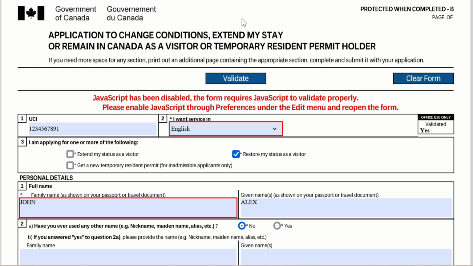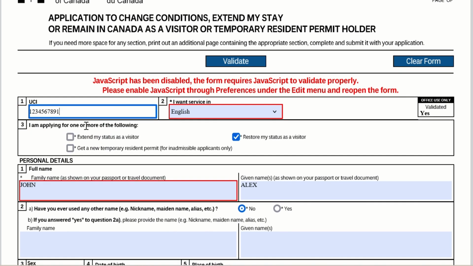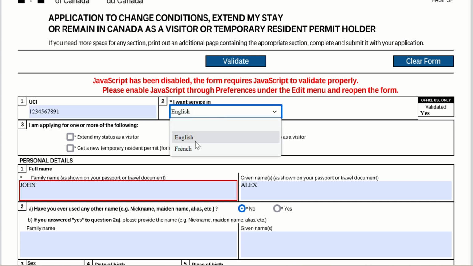So here we have UCI, which you can put there. It's optional, but I would say it's better to put it there. The agent who is looking at your file can get all the information easily, so it will be processed easily. Then the language.